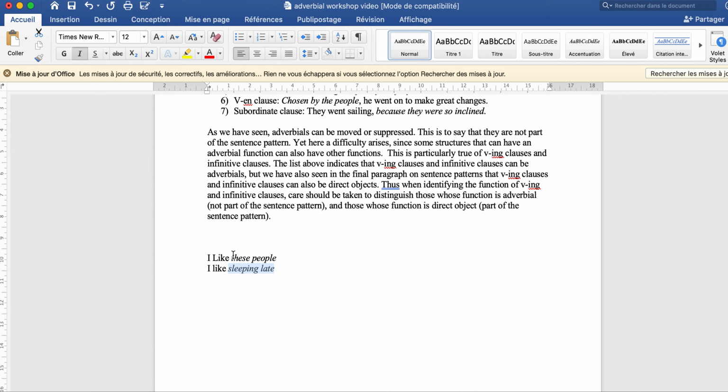So once again, the structure here: noun phrase, function of these people. These people, structure, noun phrase, function, direct object. Here, sleeping late, structure is going to be verb ing clause, function, direct object, right? So what does that mean? That means that this is what we call a nominal clause, right? It is a verbal structure, verb ing clause, and it has a nominal function, namely direct object.